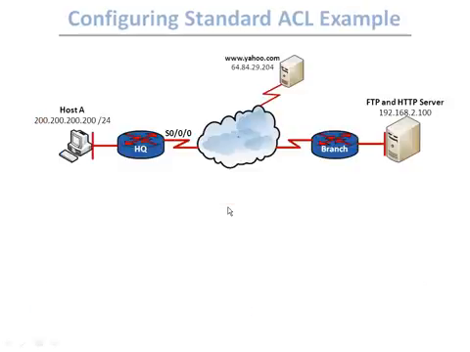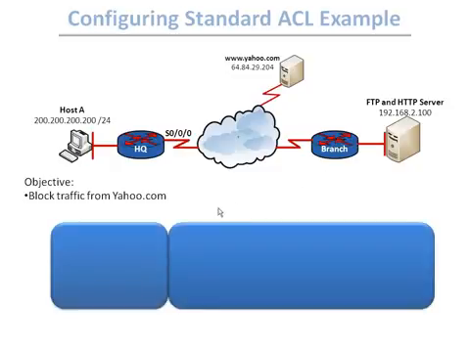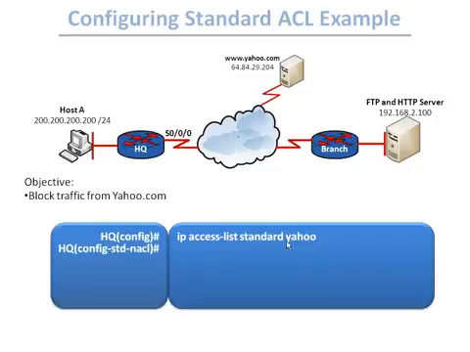So now let's see an example of how we can configure a named access list. We have the same exact example where we have the Yahoo and branch offices sending traffic to our HQ. And what we want to do is block traffic coming only from Yahoo, and we want to create it using a named access list. So what we have to do is go into global configuration mode and then type IP access-list standard and then the name. I'm just going to choose the name Yahoo. Then we're going to go into config-std-nacl sub mode, and this is where we're going to type our permit and deny statements.